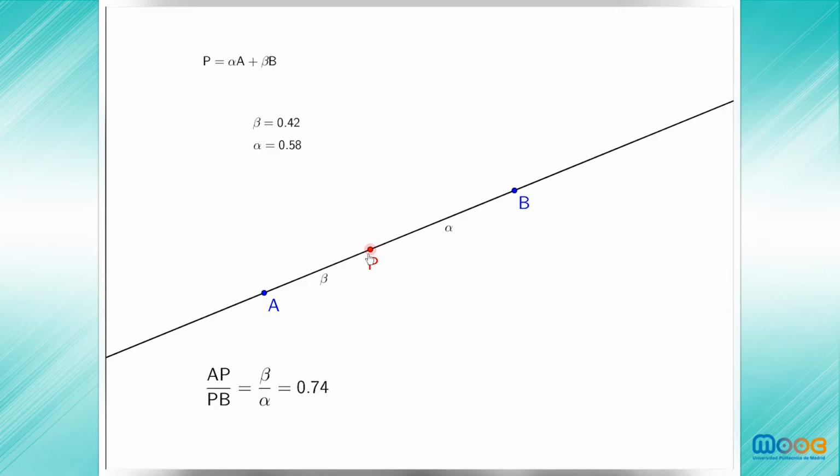When we move P, now alpha is bigger and beta is smaller than 1/2. They still add up to 1, and now the ratio has changed, still a positive number smaller than 1. If we make alpha even bigger than 1, now beta has to be negative because they add up to 1. This ratio, because beta is negative and alpha is positive, is a negative number. This negative number is bigger than -1. That means that the point P is farther from B than A is from B.